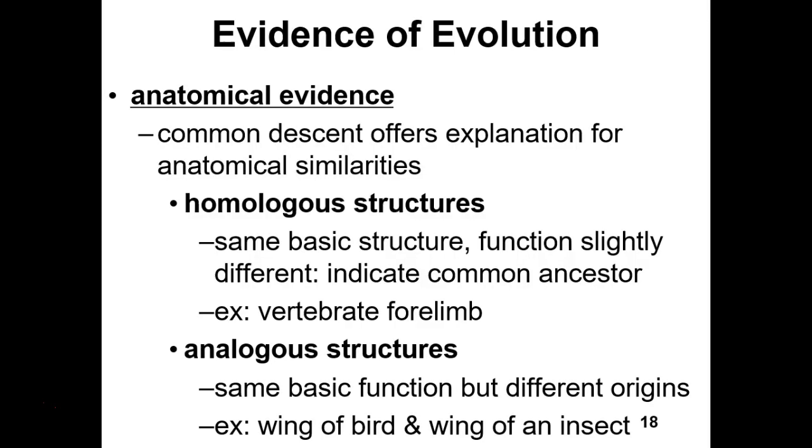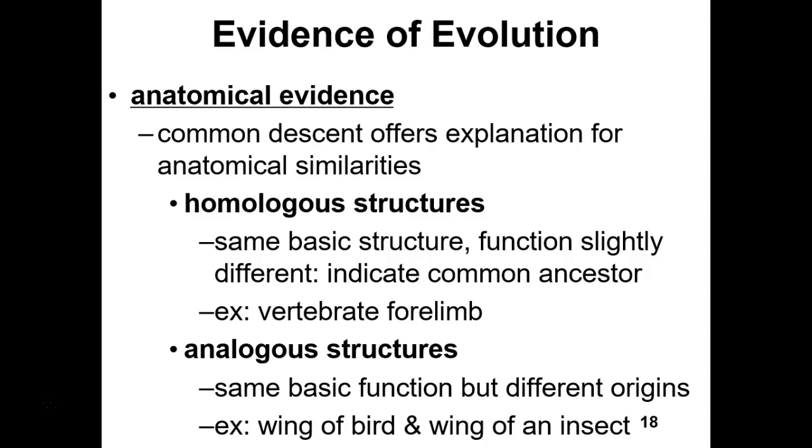And then we have anatomical evidence. Anatomical evidence is evidence that shows how the anatomy has changed through time. There's homologous structures. These are structures that have the same basic function, and the structure is basically the same. So the forelimbs of a vertebrate, they have basically the same function in all vertebrates. That would be an example of a homologous structure.